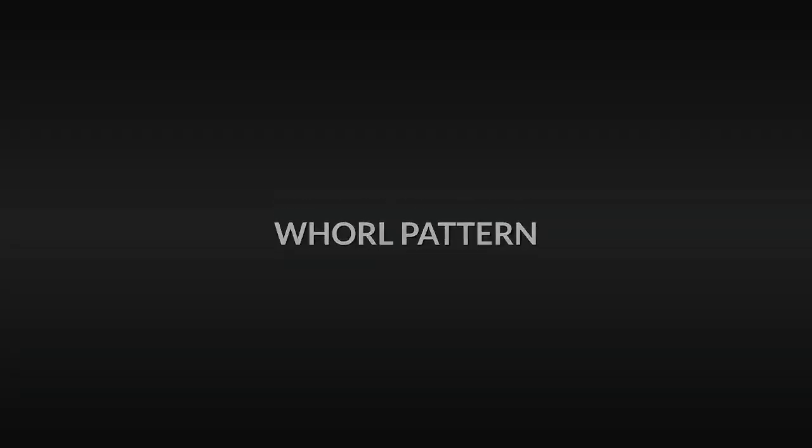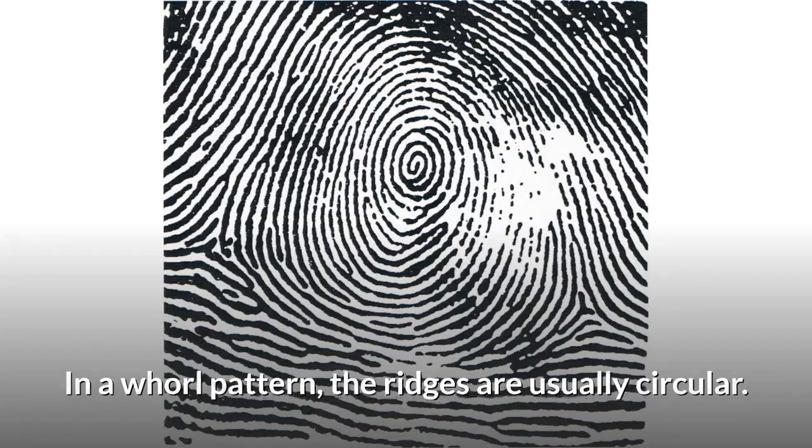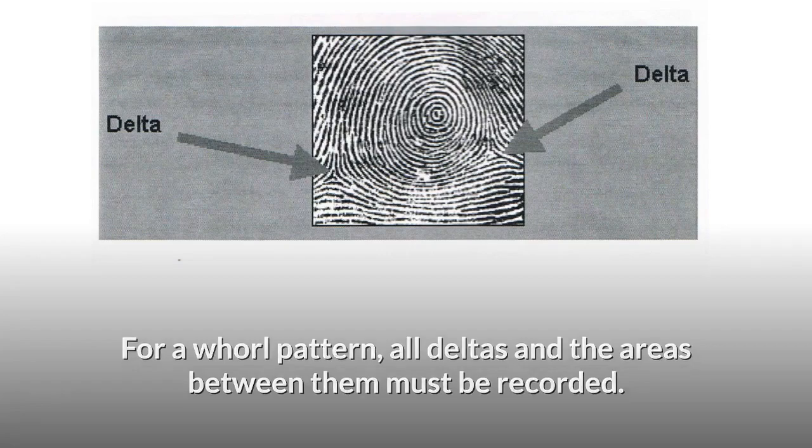Whorl pattern. In a whorl pattern, the ridges are usually circular. For a whorl pattern, all deltas and the areas between them must be recorded.